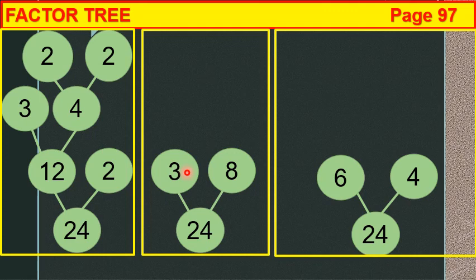Here, 3 is a leaf that cannot be divided further. You know why? Because no two numbers when multiplied together give 3.